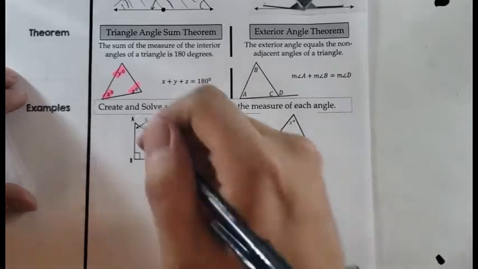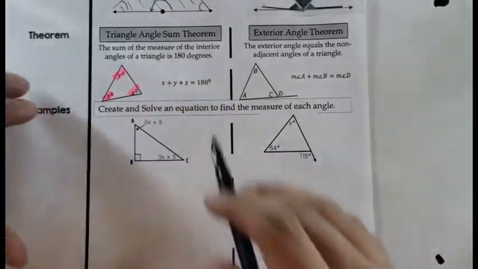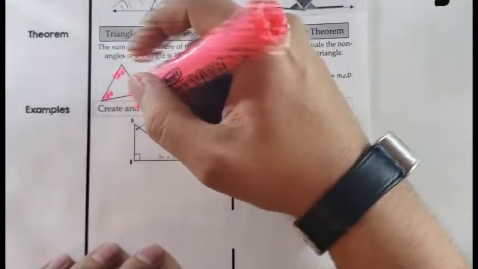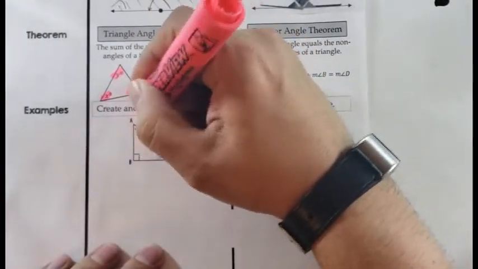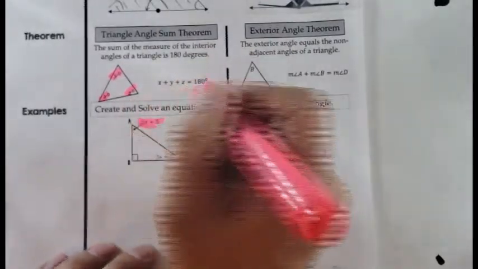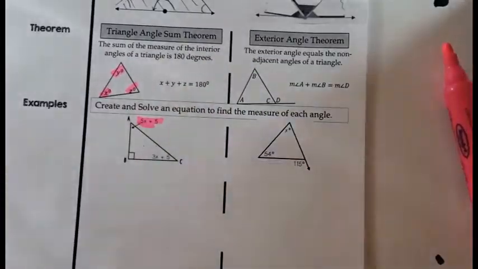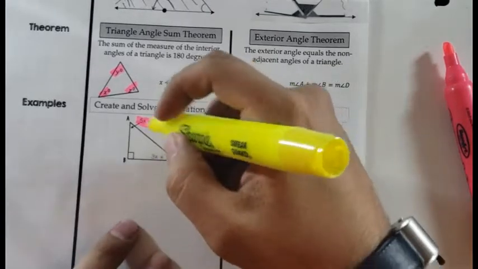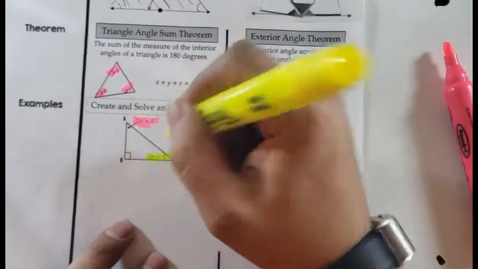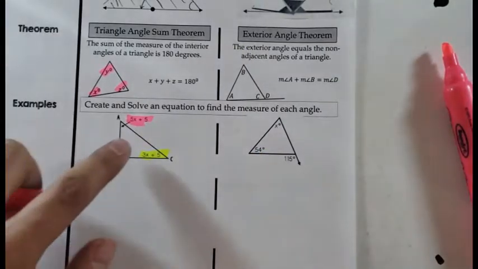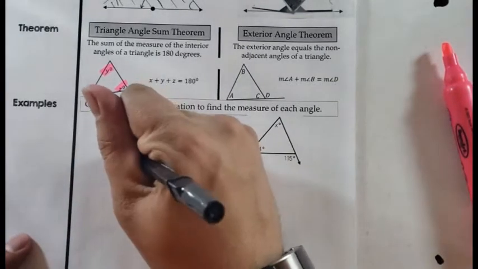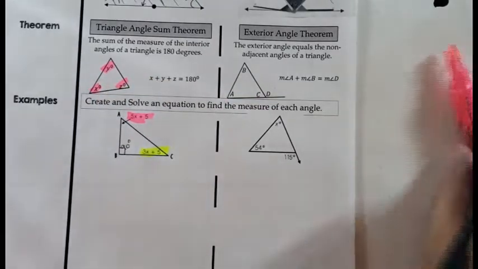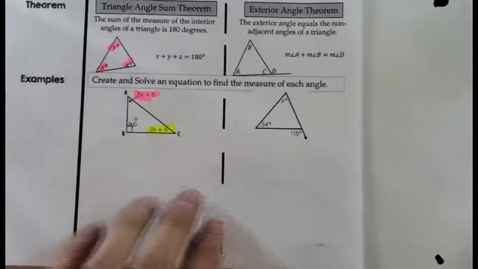So we should know that these three angles added together equal 180 degrees. I'm going to highlight certain things here. If you have a highlighter, you're welcome to also do this. We're going to highlight angle A being 5x plus 5 and angle C being 3x plus 5. And we know that B, that right angle, is 90 degrees. So we already know that one, but we need to figure out the other two.